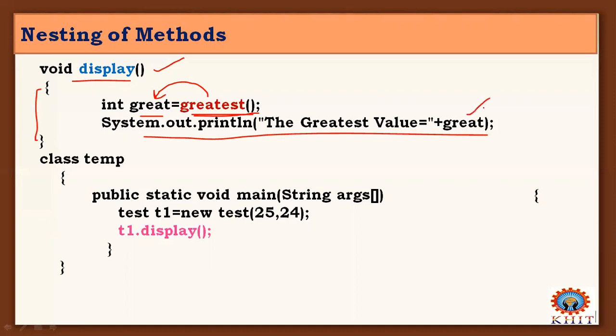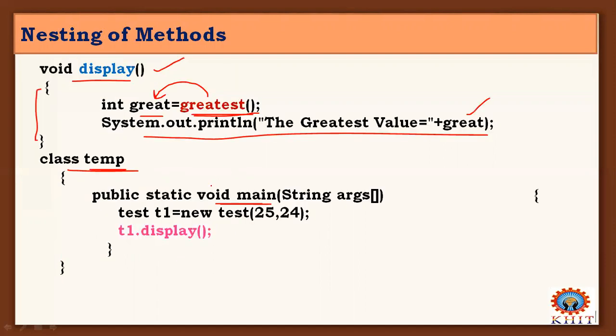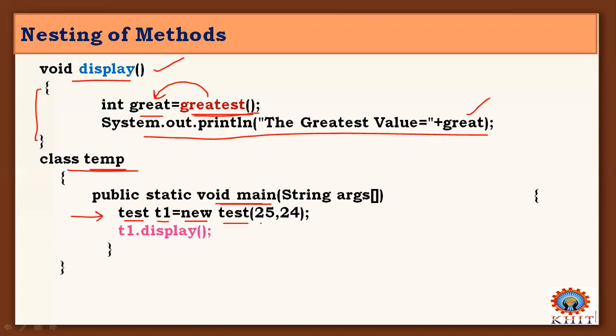And coming to this temporary class, inside of this main method, we are trying to create an object of this test class by doing like this. Test is a class name, T1 is an object, and we use the new operator for allocating or creating an object of the test class by using the constructor. The constructor used here is a parameterized constructor, and two parameters must be passed. So here two parameters, 25 and 24, are passed to this constructor.